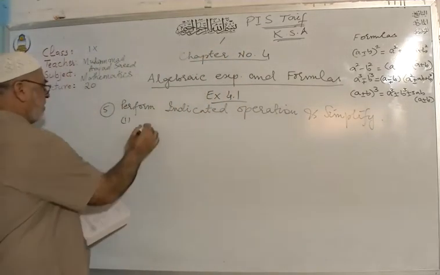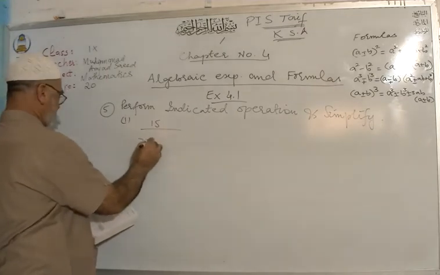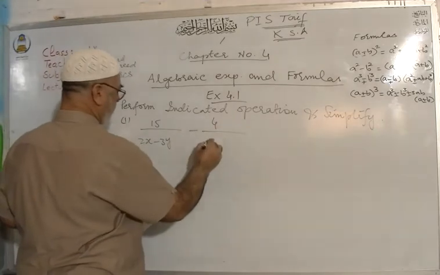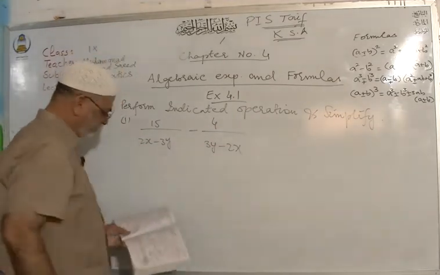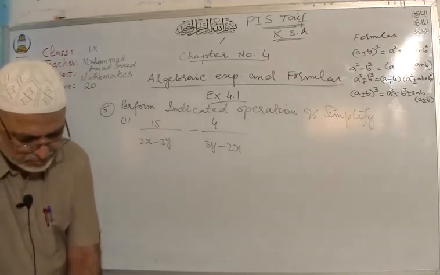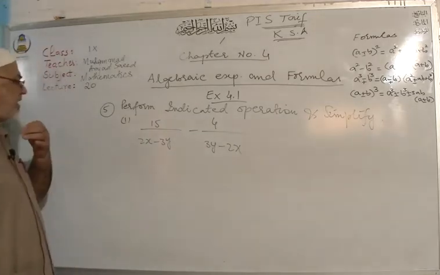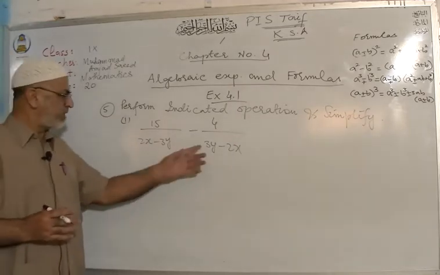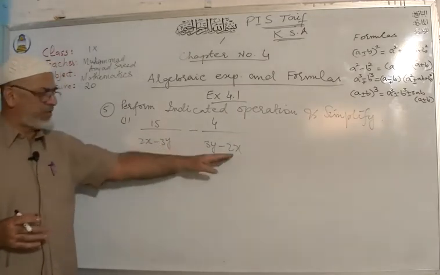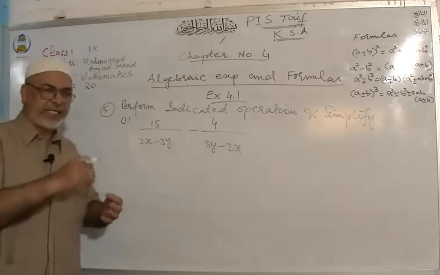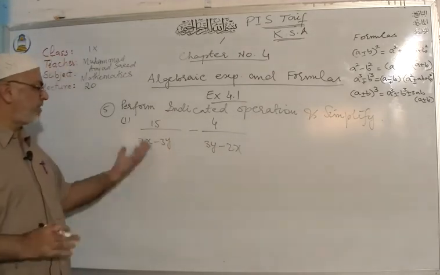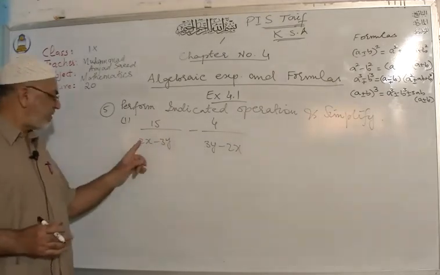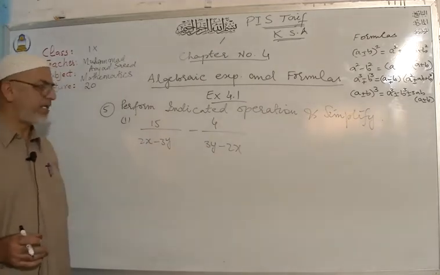Number 1 is 15 over 2x minus 3y, minus 4 over 3y minus 2x. Dear students, you can check the denominators. They are the same, 3y, 3y, 2x and 2x, but there is a problem with the sign. Here 3y is negative, there it is positive. 2x is positive here, there it is negative.